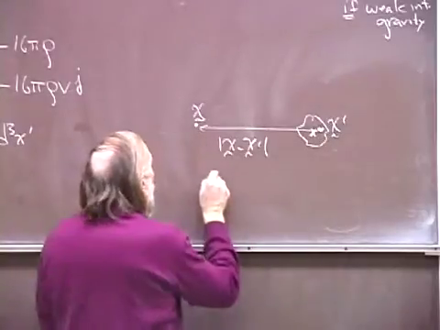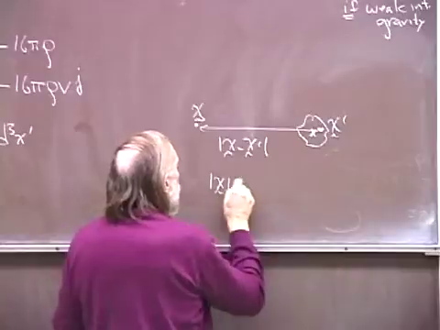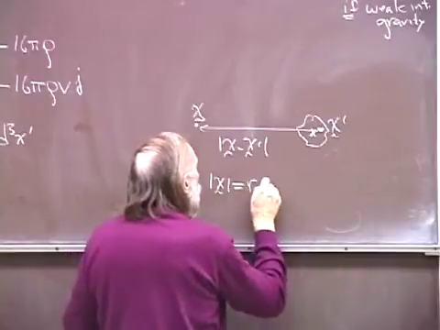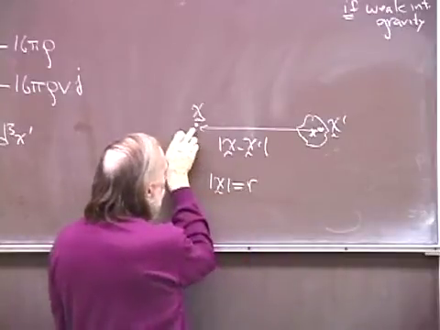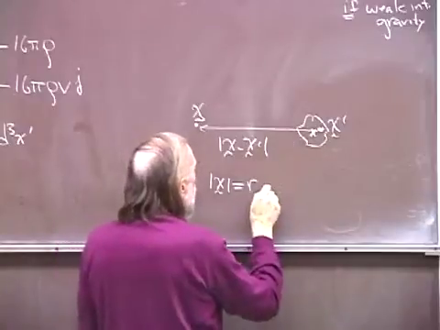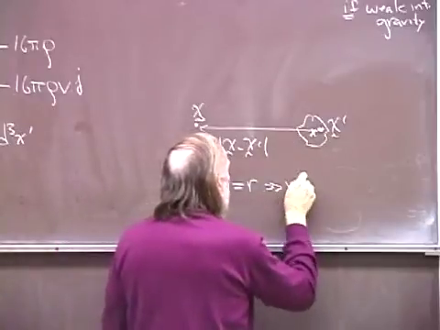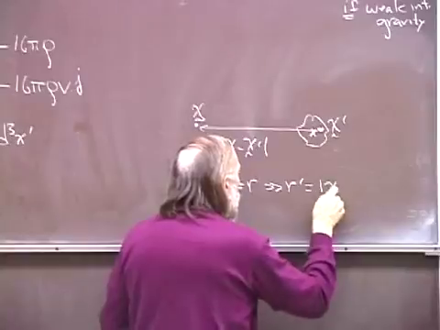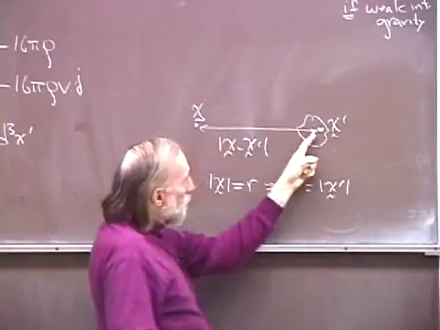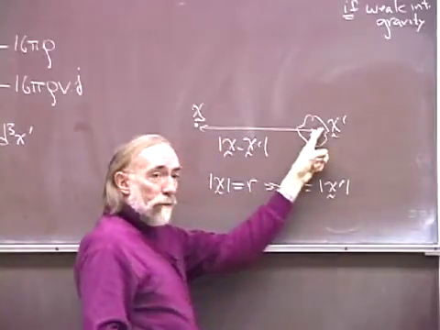So x itself, the magnitude of that, which I will call r, this is the distance between this field point and the center of mass. This is big compared to r prime, which is the magnitude of x prime. It's the distance from the center of mass to the source point.